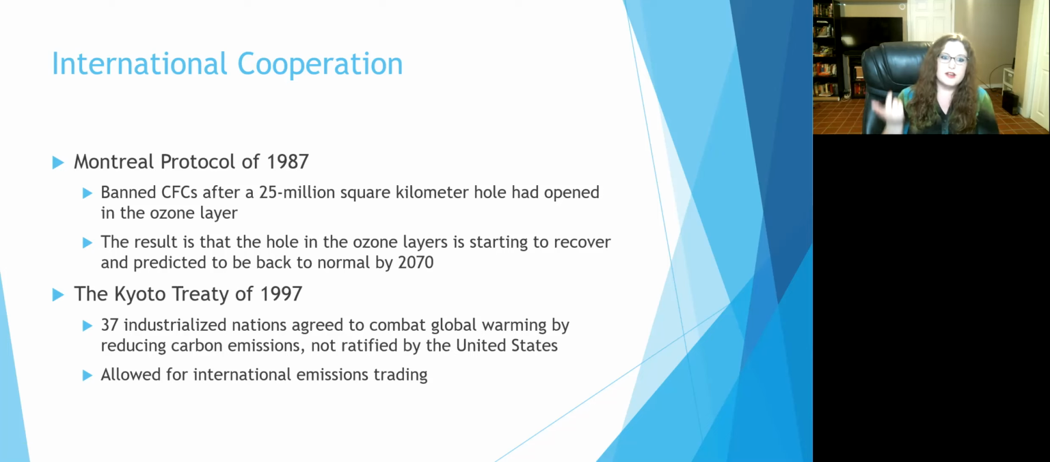Another major one for international cooperation was actually the Kyoto Treaty of 1997. When we first started realizing that global warming was getting bad, and if we didn't stop or lower some of these emissions, we were going to have a big global warming issue. I mean, it's something that we still debate all the time, right? So 37 industrialized nations got together in 1997 and they agreed, you know what, we're going to combat global warming. And we're going to do that by reducing carbon emissions. This was not ratified in the United States. I'm just talking about the international cooperation, but the United States did not ratify the stuff that I'm about to talk about. So this allowed for international emissions trading.